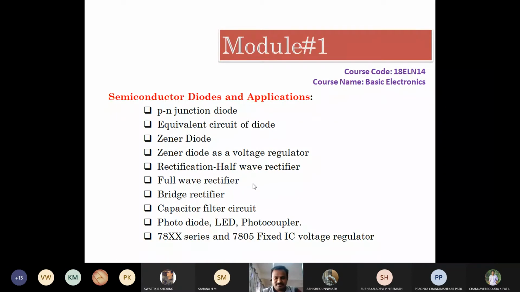So in the previous class, we had an introduction about the subject. It is Basic Electronics, and the subject course code is 18ELN14. For new people, myself, Professor Lohit Javadi, working as assistant professor in the E&C department. This semester, I'm going to handle the Basic Electronics subject for you.